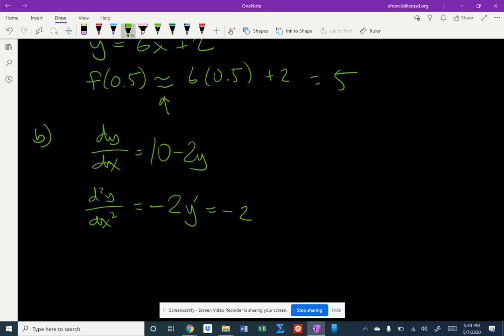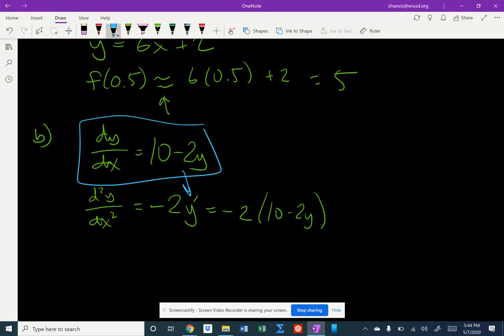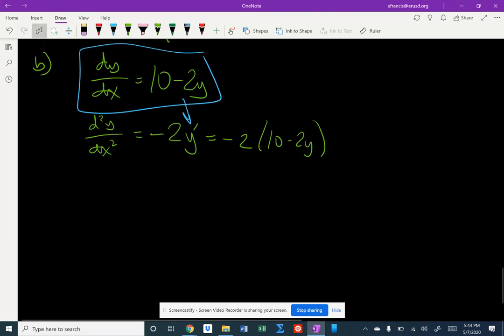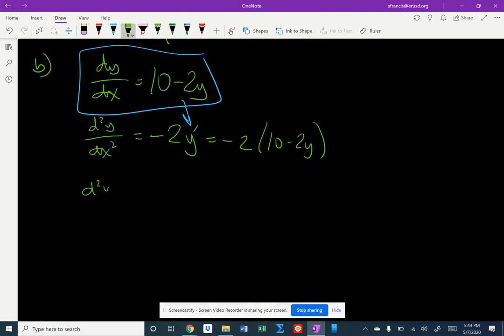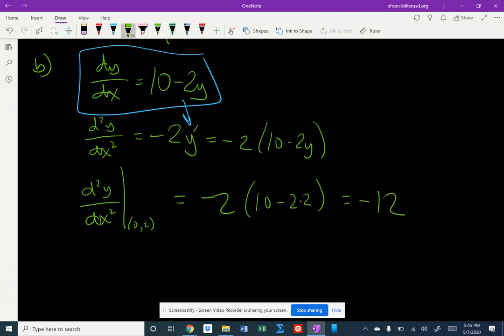Now, this becomes negative 2 times the quantity 10 minus 2y, because we know what y prime is. y prime is all this stuff up here. That's y prime. So I can just plug that in down here and get this, okay? And then I need to figure out this evaluated at that point, 0, 2. And so I'm going to plug in not a 0, a 2 for y, and we get negative 12.